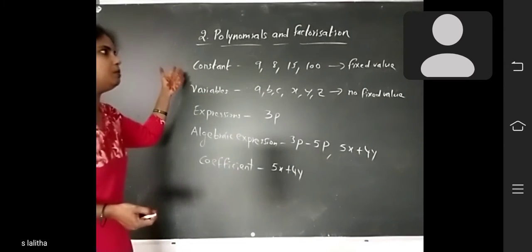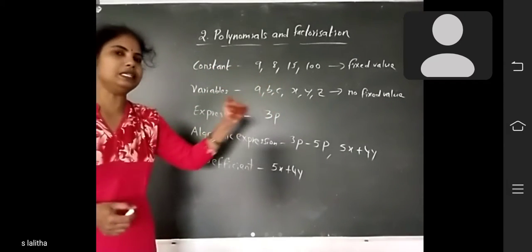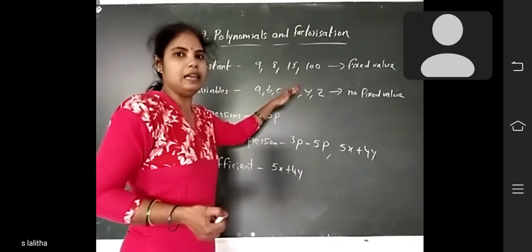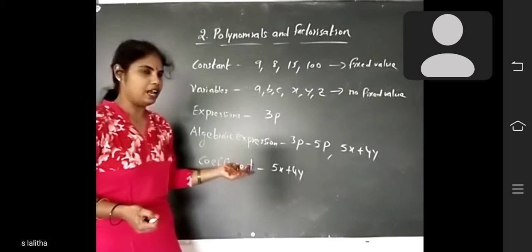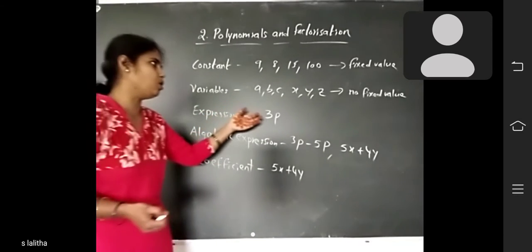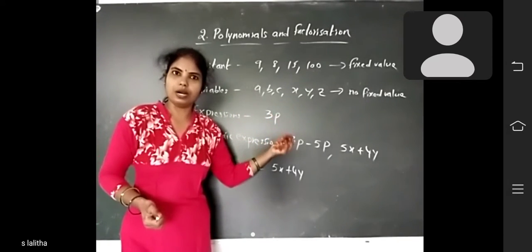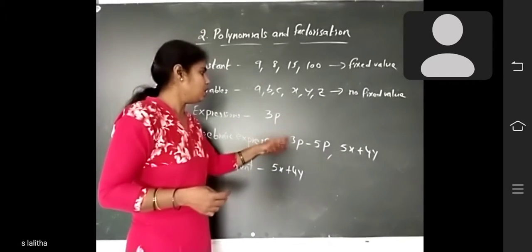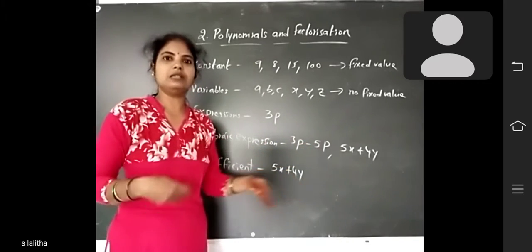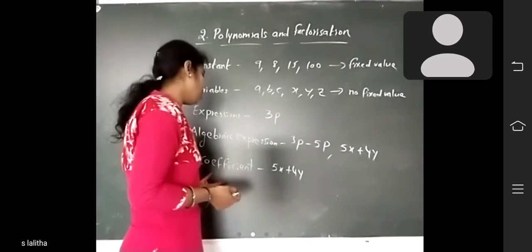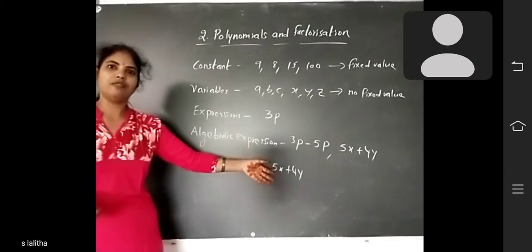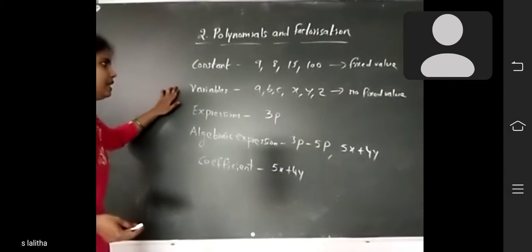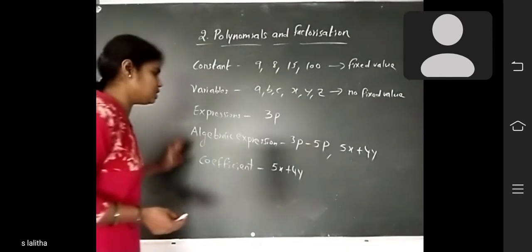So constant means fixed value, there are only numbers. Variables means we are representing as letters, there is no fixed value. And expressions means it is a combination of variable and constant. And algebraic expression means it is a combination of variable and constant with plus or minus. And coefficient means it is a multiple of variables. Did you understand all: constant, variables, expressions, algebraic expressions, coefficient, children?